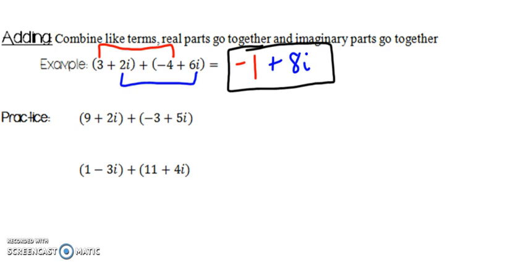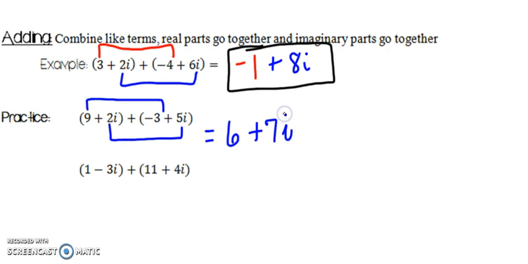Okay? We'll do one more practice together, then you guys can hit pause and do the other one. For this one, I'm going to have my 9 plus -3, so that gives me 6. And then I'm going to add my 2i plus 5i, and I get 7i. Okay, hit pause and do the next one by yourself. Okay, if you hit pause, you can now check your answer. 1 plus 11 gives you 12, and -3i plus 4i gives you 1i, or just i.